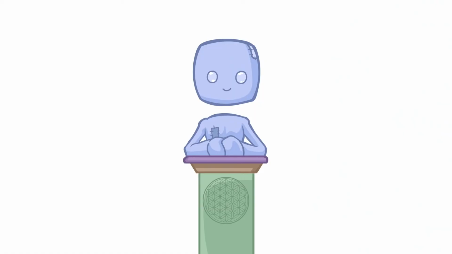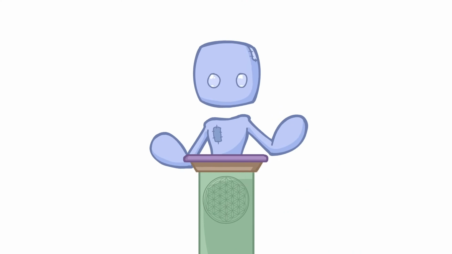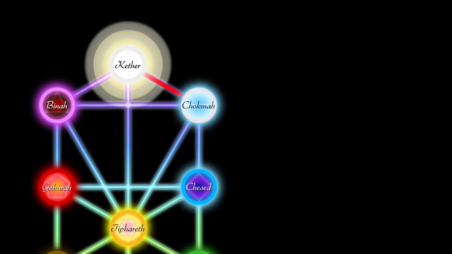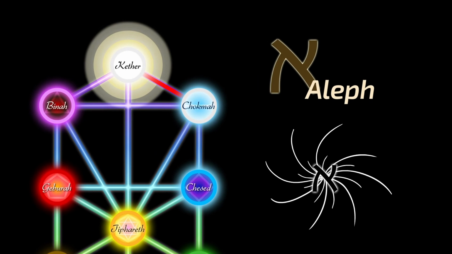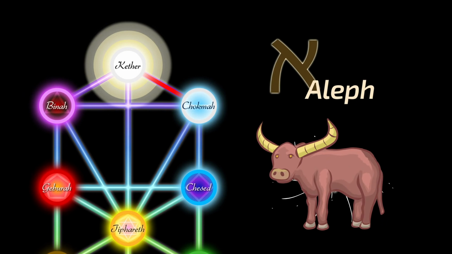Without further ado, here are the 22 pathways of the Tree of Life. The first path, Aleph. Located between Keter and Hokmah, Aleph describes the principle and primary force of creation. Aleph is most commonly symbolized as an ox, implying a great and powerful force.